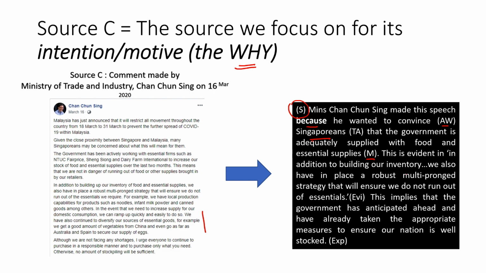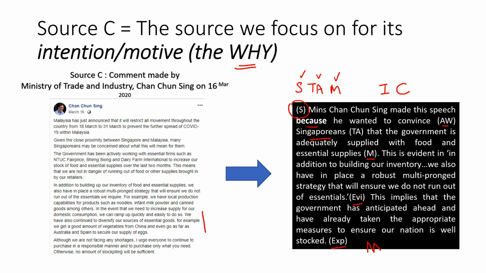We then proceed to provide evidence. This is evident in the quote, "In addition to building our inventories, we have also in place a multi-pronged strategy to ensure we do not run out of supplies," followed by an explanation. We need to explain the evidence. So this implies that the government has already anticipated ahead and has taken the appropriate measures to ensure our nation is well supplied or well stocked. So you would have realized that at this juncture, I have done the S, the TA, and the M. And you'll notice that I am deliberately leaving out the impact and the context.